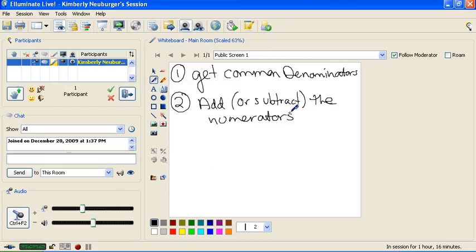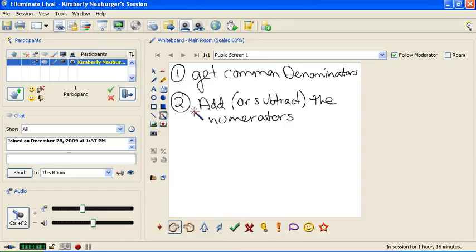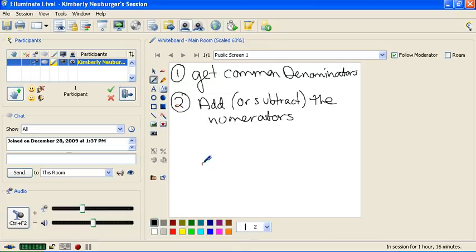The steps for adding and subtracting are really the same thing. It's just whether you are going to be using the operation for addition or using the operation for subtraction. And it's really just these two steps for adding and subtracting them. Now let's take a look at these two steps with a different problem.